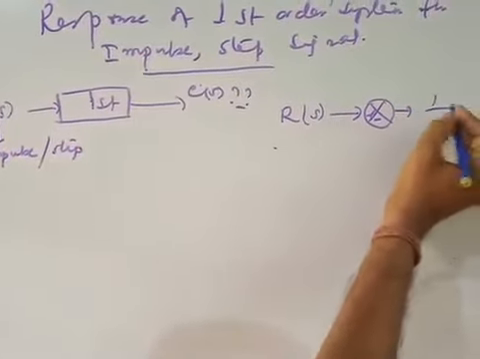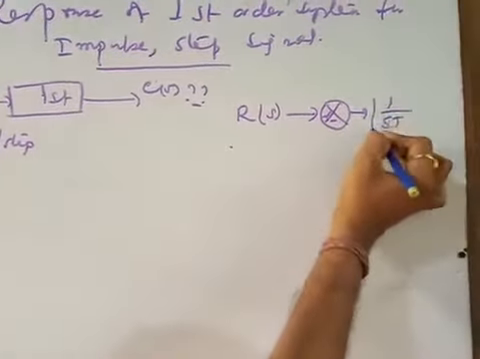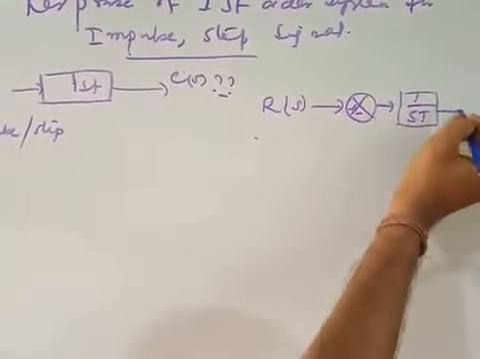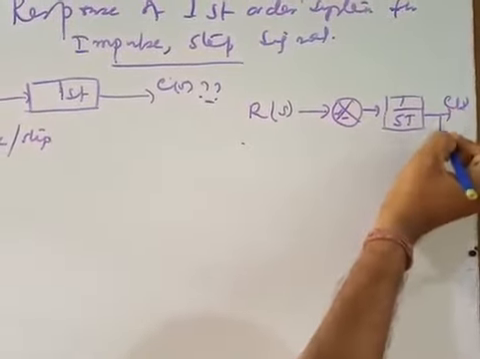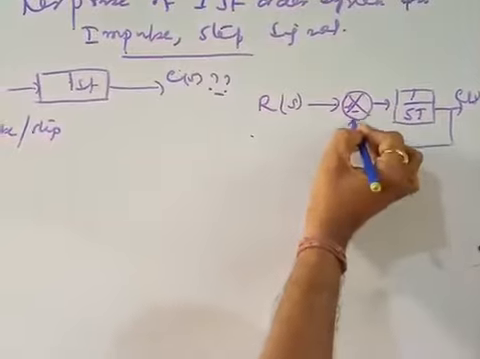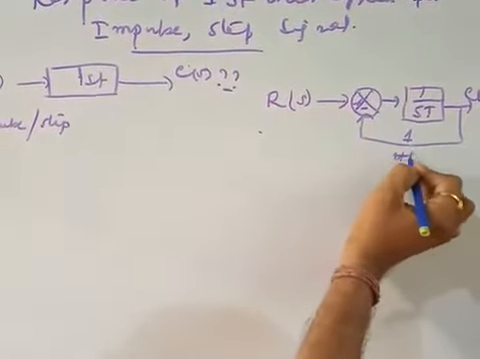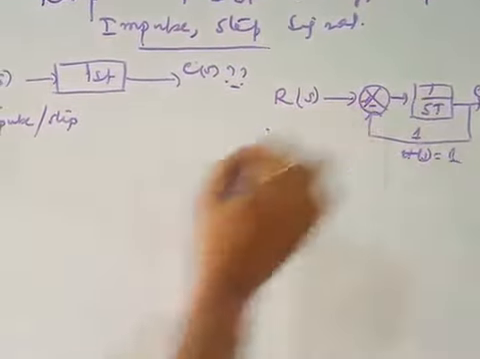this is 1 by sT. This is your open loop transfer function, this is your C(s), and say this is 1. That means H(s) is equal to 1. So this is a unity feedback system.